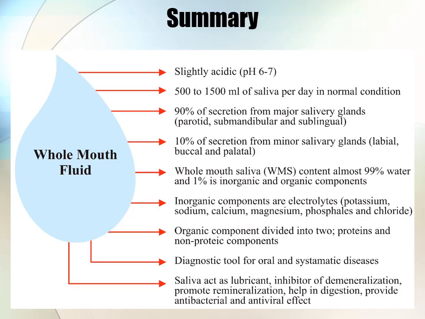Let us summarize today's lecture topic. Bear in mind, the pH of saliva is slightly acidic, with a pH of 6 to 7, and the volume of saliva is 500 to 1500 ml per day under normal conditions. 90% of the secretion of saliva is from the major salivary glands, which are the parotid, submandibular, and sublingual glands. 10% of secretions are from the minor salivary glands, and whole mouth saliva contains almost 99% water and 1% inorganic and organic components.